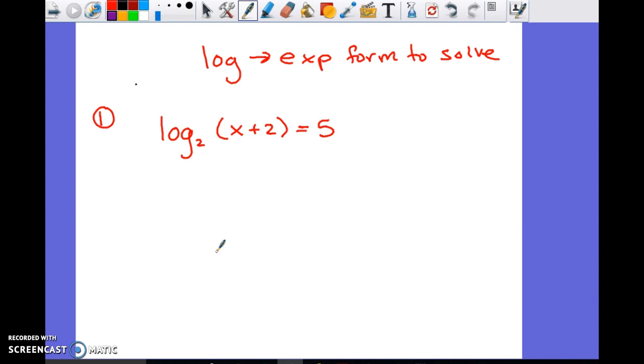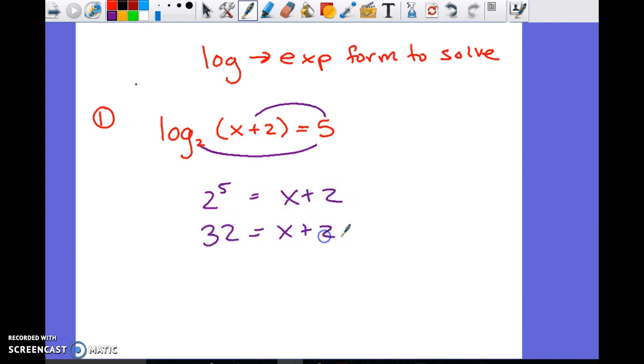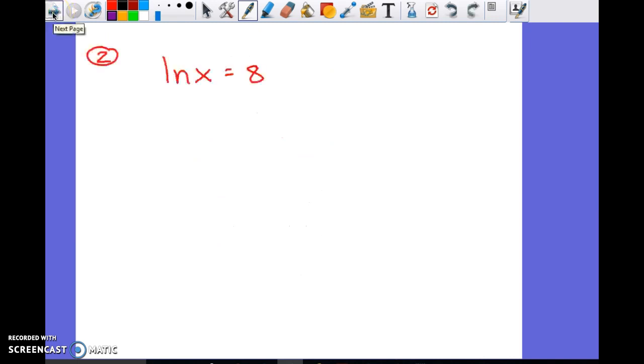So all this is the basic 2 to the 5th equals x plus 2 problem. You're just rewriting it. 2 to the 5th is 32. Subtract 2, x is 30. All right, so we're going to practice those rewriting rules. And remember that ln is just another way to say log base e.